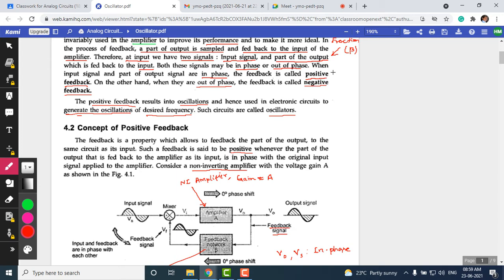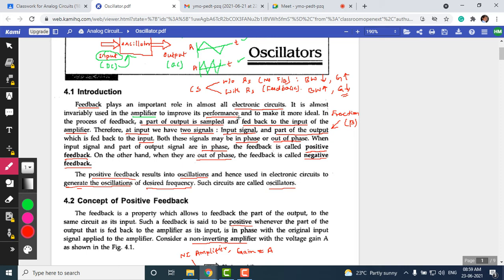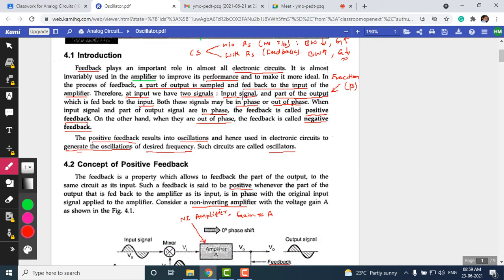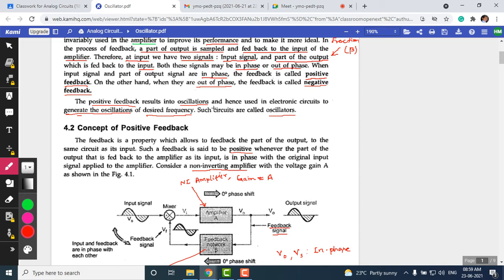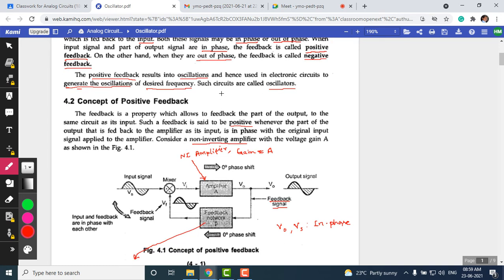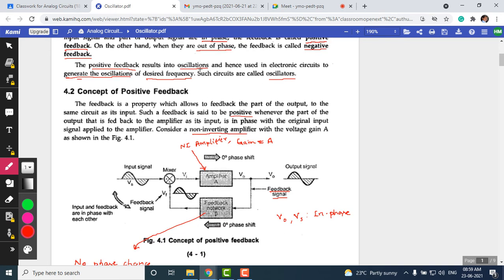We have studied the definition of feedback, and we said feedback is generally found in amplifiers, used in order to improve the performance, and later we discussed the types of feedback. One is positive feedback, the other one is negative feedback. Positive feedback is when the feedback signal and input signal are in phase. Negative feedback is when the feedback signal and input signal are out of phase. The positive feedback is mainly used in oscillations.